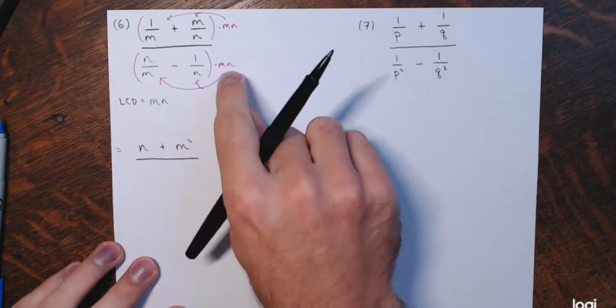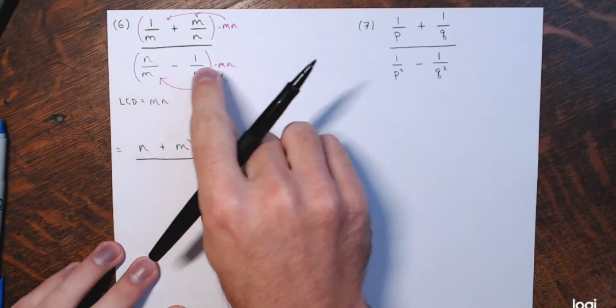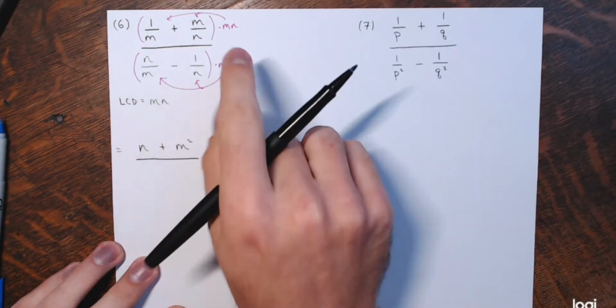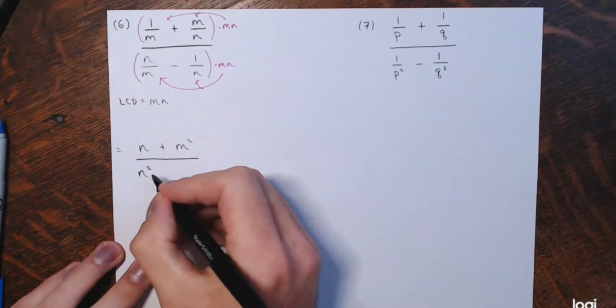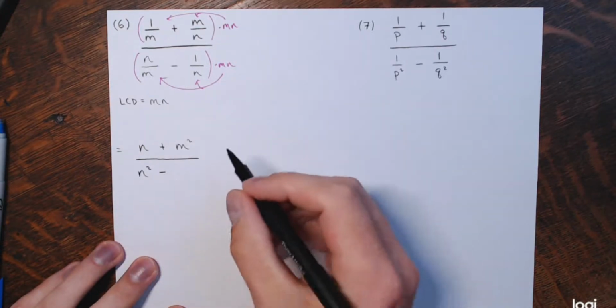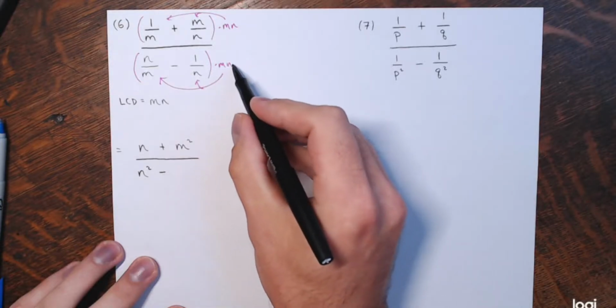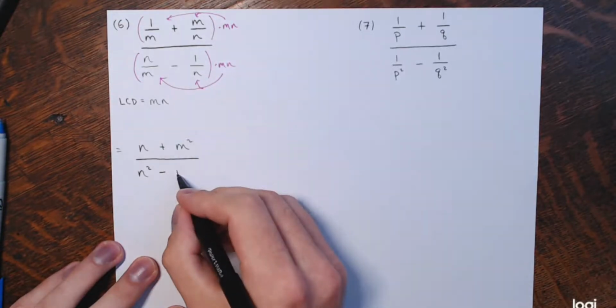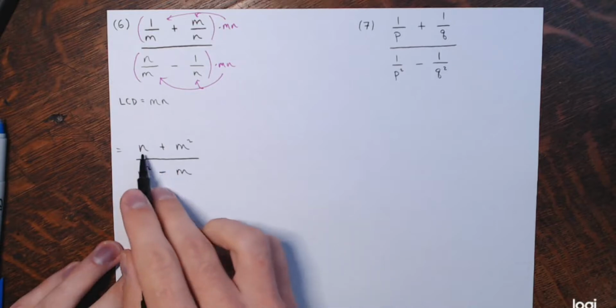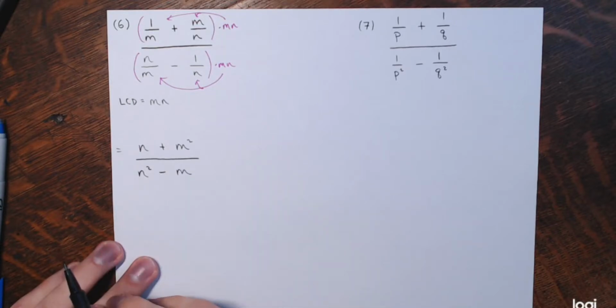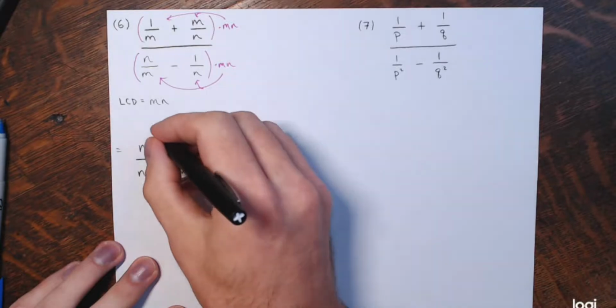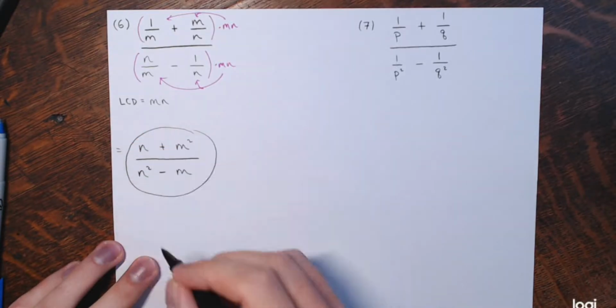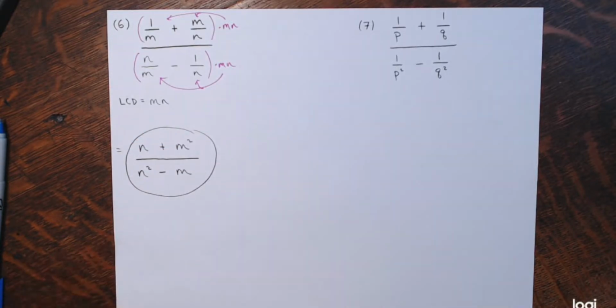And in the denominator, right, n over m times mn, the m's would cancel. I'd have n times n squared. Minus, and then 1 over n times mn, the n's would cancel. You have 1 times m left. That's just m. And neither of these factor any further. So this is as simple as that expression gets, right? Where you have a single numerator, a single denominator, and there are no common factors in the numerator or denominator.